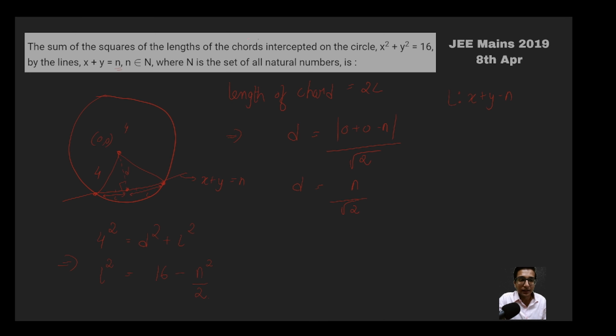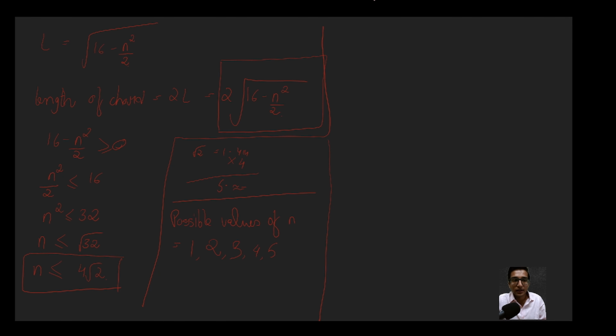So now simply what have they asked us? They have asked us to find out the sum of squares of their lengths. So the length of chord is 2 root under 16 minus n square by 2. So let us write this as L_n square, which is our length of chord whole square. This becomes 4 times of 16 minus n square by 2.